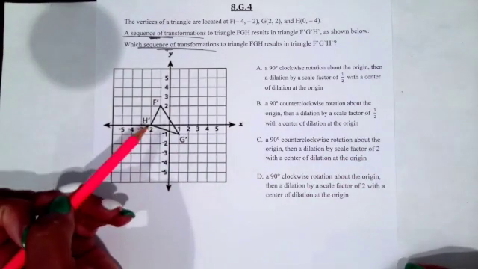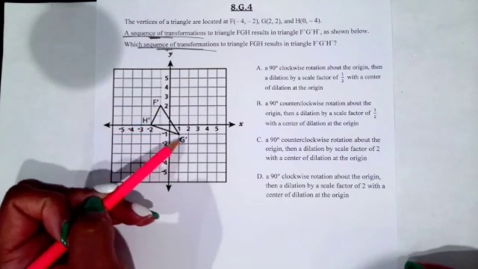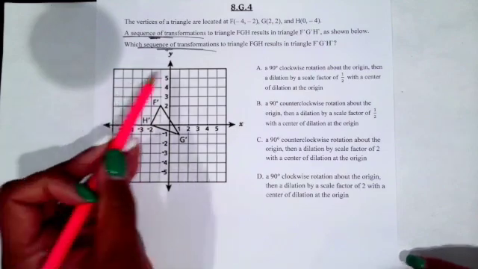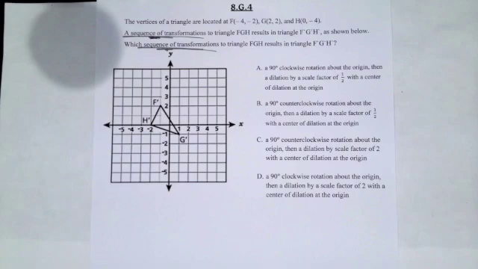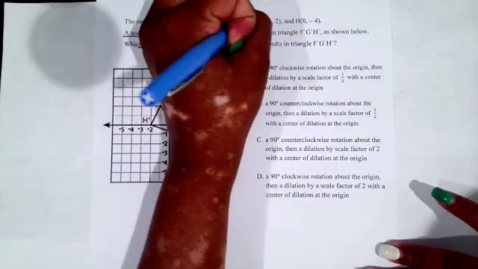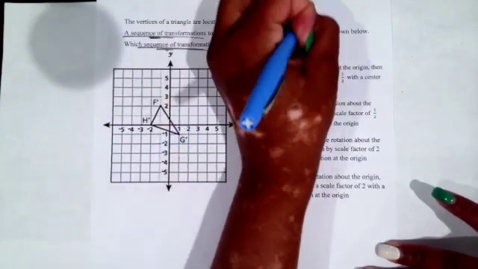So when I look at the figure, the first thing I notice is they have the new figure plotted, and I know that because of the prime. What I want to do is take advantage of using this graph and plot my original vertices, my original figure. So F is (-4, -2), G is (2, 2), and H is (0, -4).